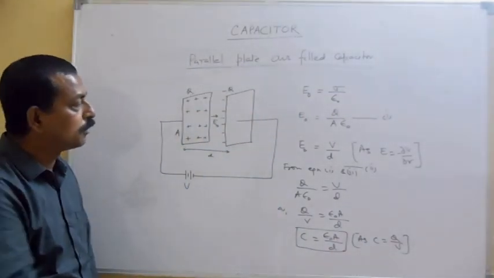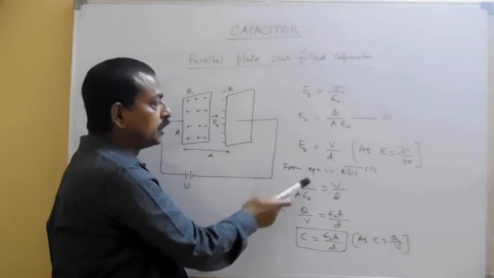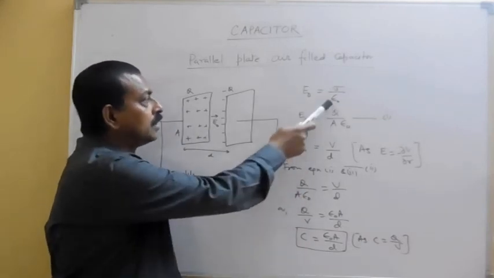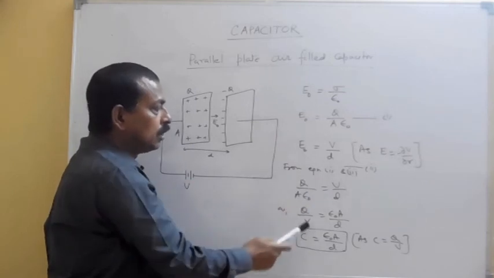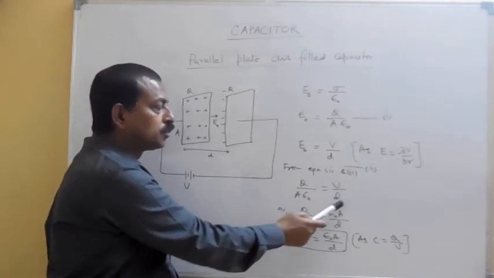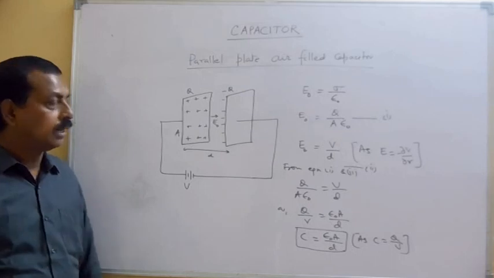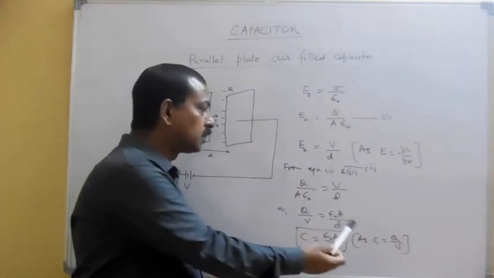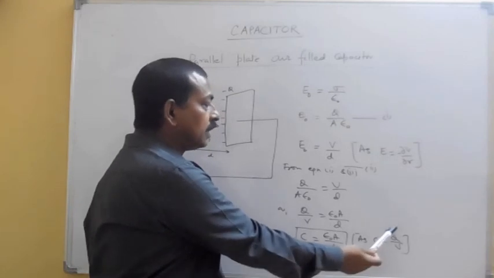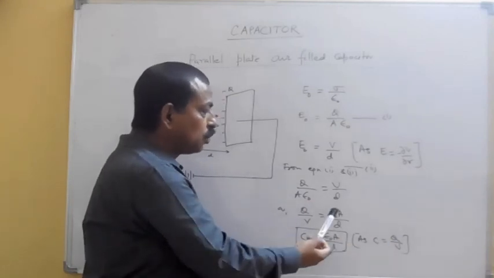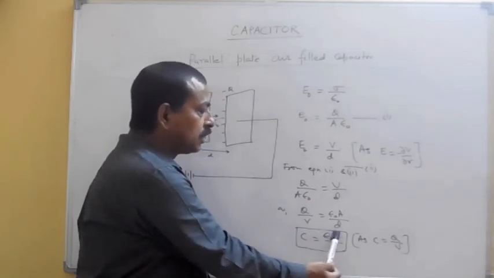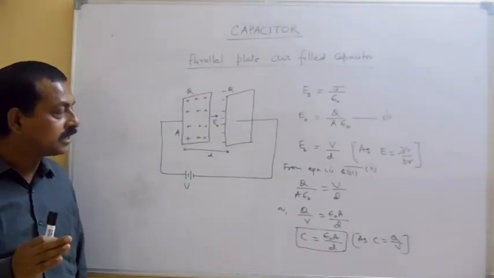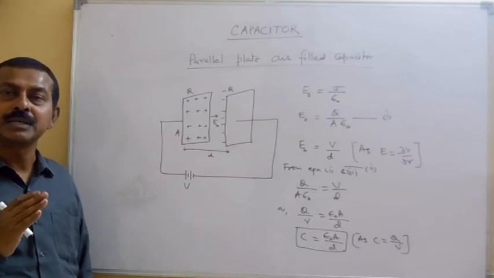Now see, from equation 1 and 2, if you equate, it is Q by epsilon naught A equals V by d, or we can write Q by V equals epsilon naught A by d. Q by V is the capacitance, because C is Q by V. So we can write C equals epsilon naught A by d. This is the expression for capacitance of a parallel plate capacitor.